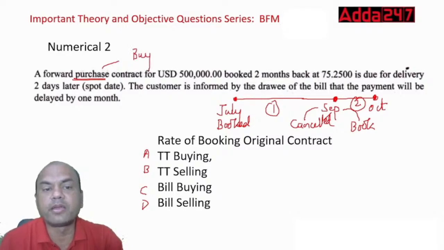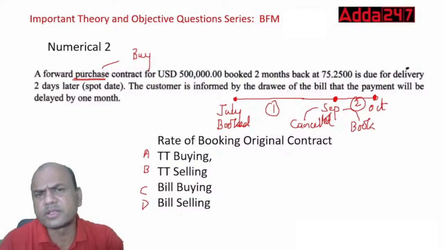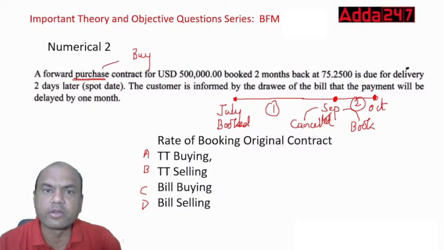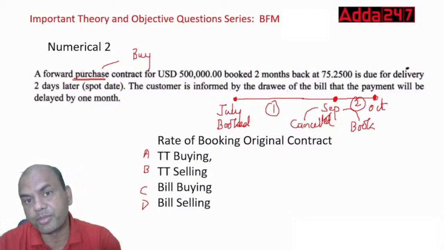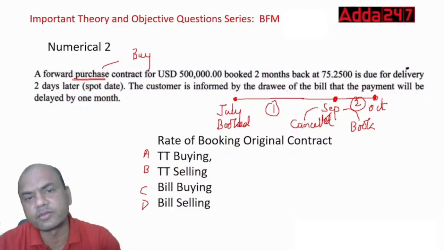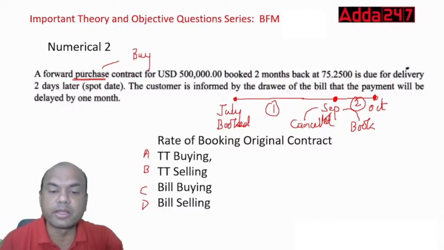So if it is buy, then now the answer is only two. Two are remaining: either TT buying or bill buying. So which one? Just now I told you in the first numerical, whenever you are booking a forward contract, you will always use which rate? Bill rate or TT rate? Just go to that part of the video again. You will be taking bill rate. So the answer will be bill buying.